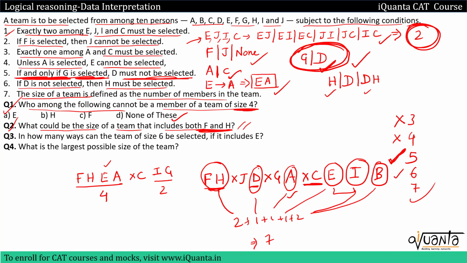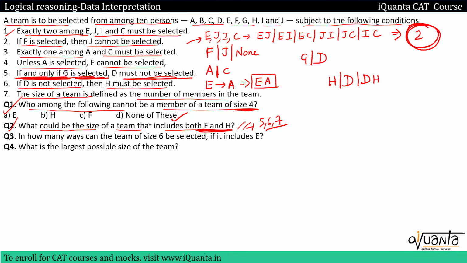A team of 8 won't be possible because 1 out of GD has to be excluded, 1 out of F and J has to be excluded, and 1 out of AC has to be excluded. So 3 people will have to be excluded in any case. So the maximum possible size of the team will be 7 only. So we can only have teams of size 5, 6 and 7.